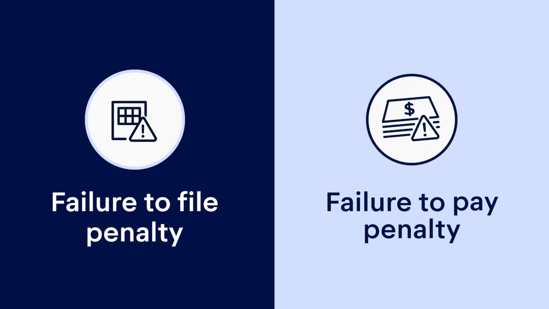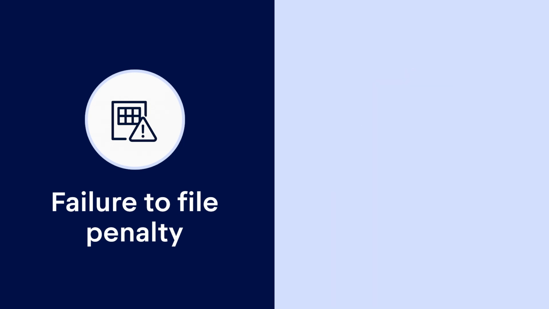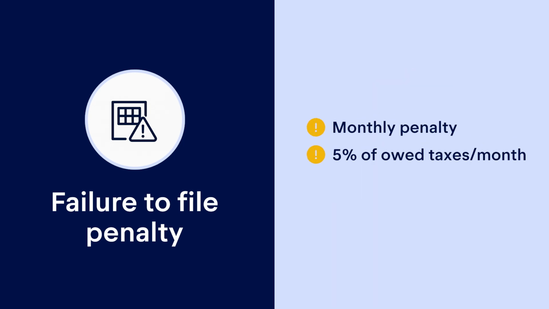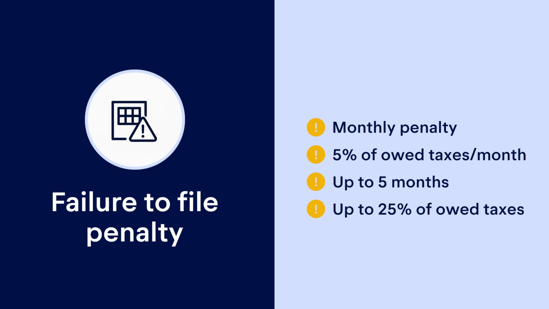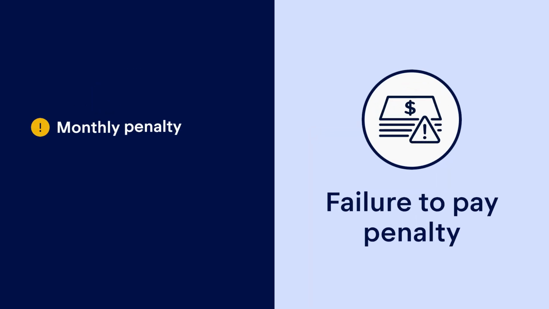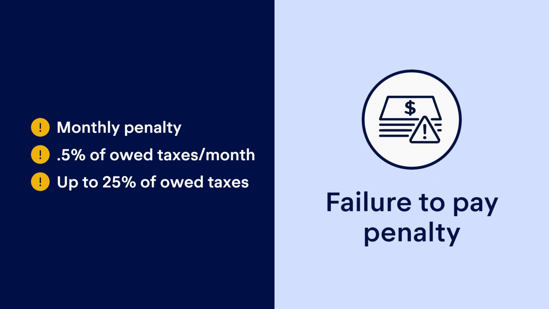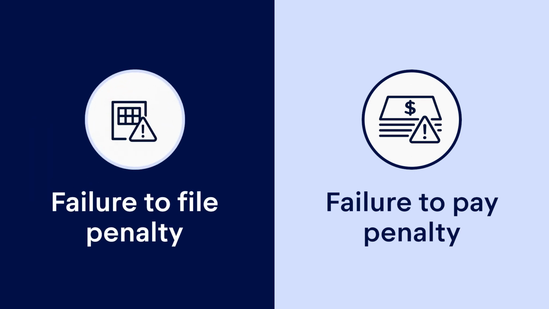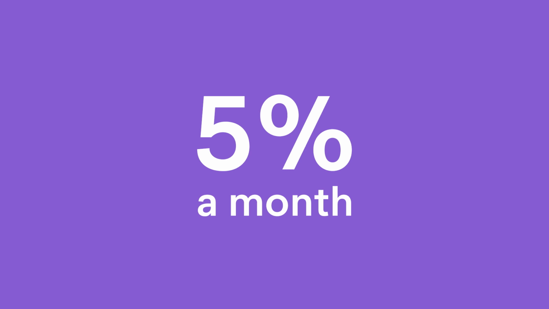There are 2 types of penalties: the failure to file penalty and the failure to pay penalty. Failure to file is a monthly penalty that charges 5% of your owed taxes for every month you don't file, up to either 5 months, 25% of your owed taxes, or until you file. Failure to pay is also monthly but only charges you 0.5% of your owed taxes and also won't exceed more than 25% of your owed taxes. If you owe both the failure to file and pay penalties at the same time, then the maximum penalty you'll have to pay is 5% of your unpaid taxes per month.